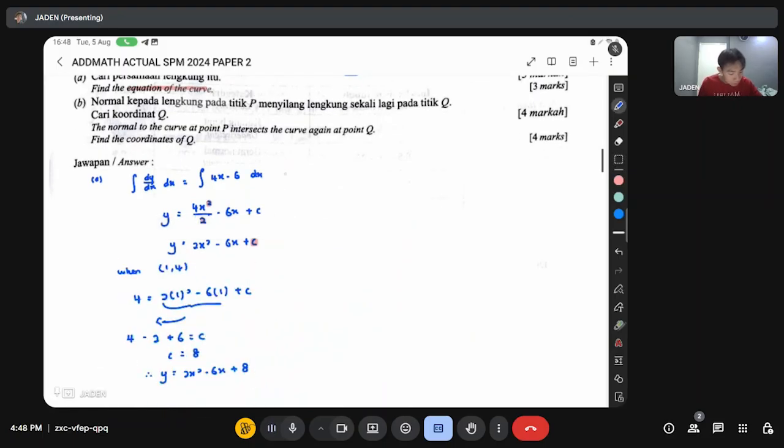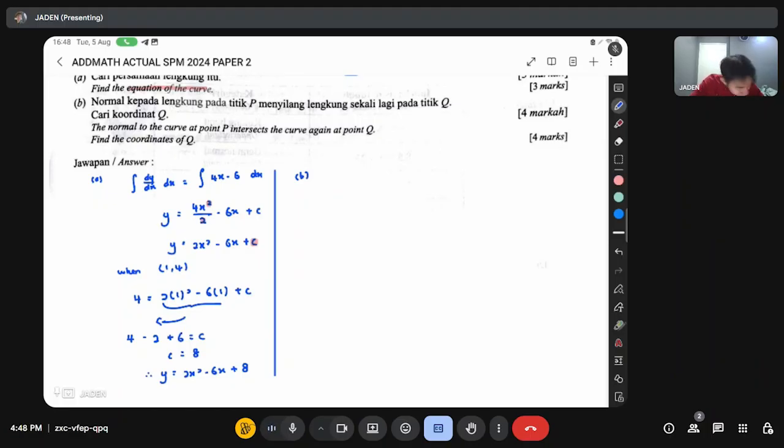Okay, A is done. Let's look at B. The normal to the curve at point P intersects the curve again at point Q. Find the coordinates of Q. Okay, interesting. Now, if you're confused by what the question says, I suggest you draw a diagram to make it visual. Visualize the question. The normal to the curve at point P intersects the curve again at point Q.